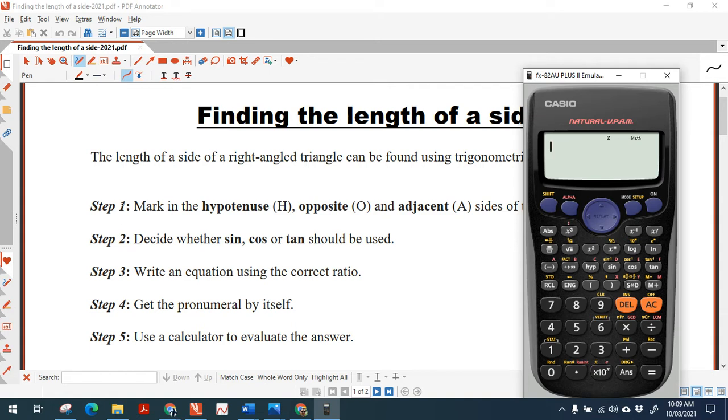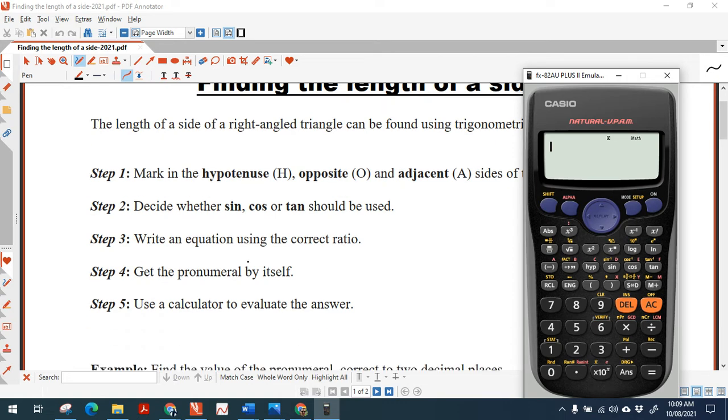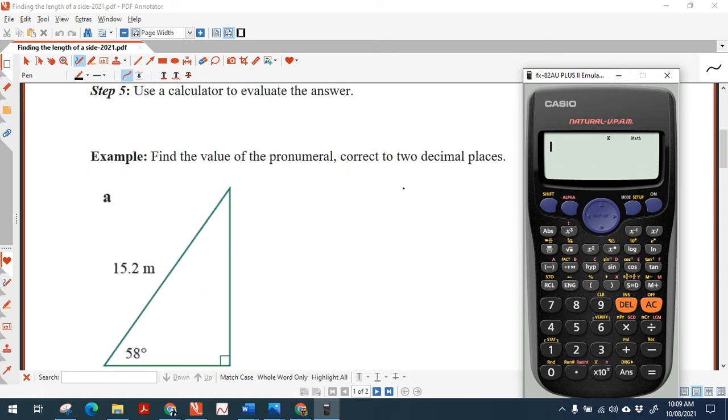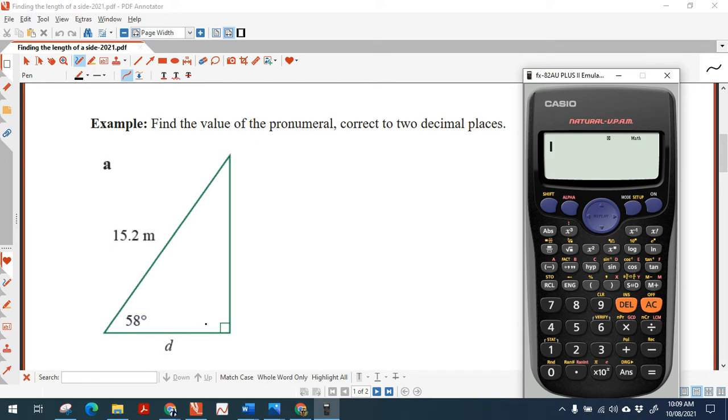All right, here are the steps we're going to follow. I'm not going to read through those, but I will point them out as we go through them. Let's get straight into the questions. Okay, so first question, find the value of the pronumeral. In other words, find the length of this side D, correct to 2 decimal places.